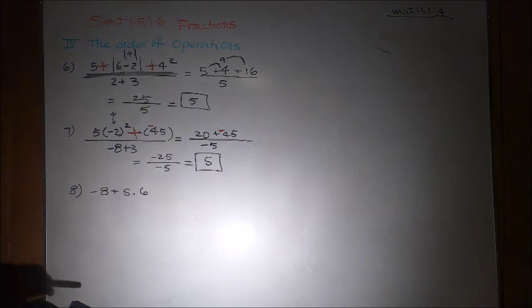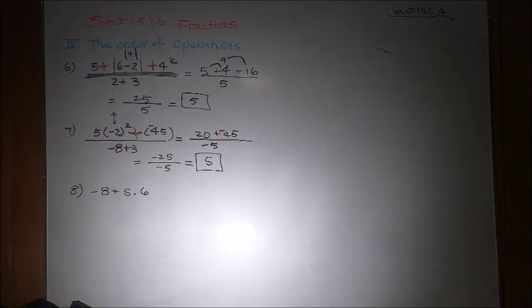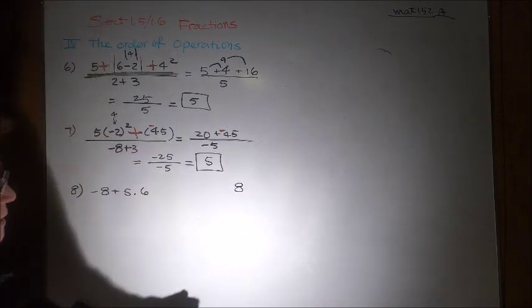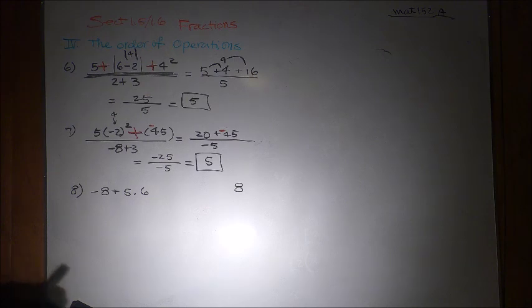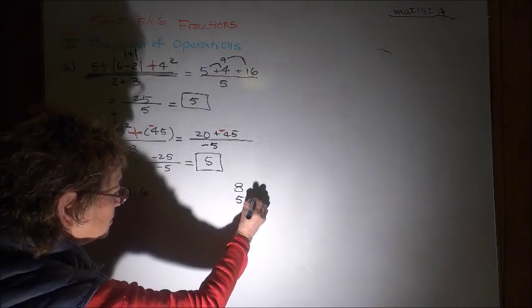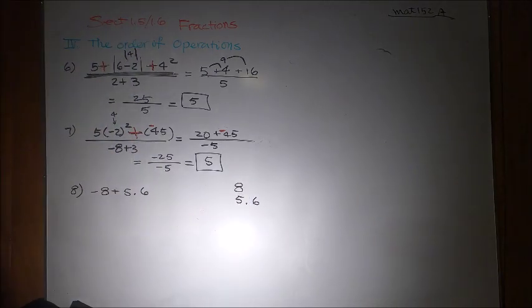So first you decide, do they have the same signs? No. If they are different, you find the difference. But you can only use the bigger number minus the smaller number. So you have to put the 8 on top, and put the 5.6 on the bottom.